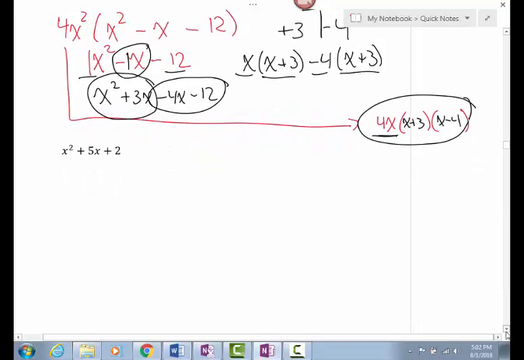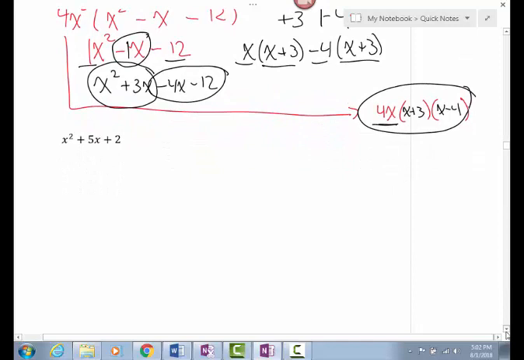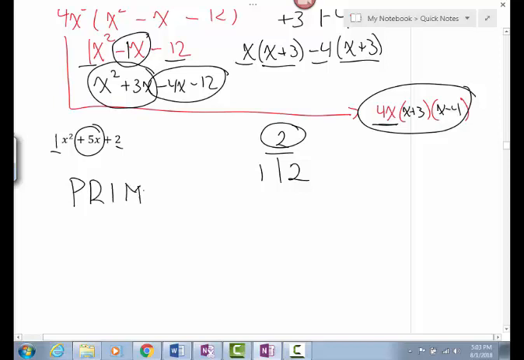So finally, the last problem here in 13.2, again, I'm going to write a 1 right there. 1 times 2 is 2. The only numbers that I know that multiply to 2 are 1 and 2. But those numbers don't add up to 5. Okay? Since I can't find a pair of numbers that multiply to 2 and add up to 5, what we say here is that this polynomial is prime. Okay? It just means it can't be factored.